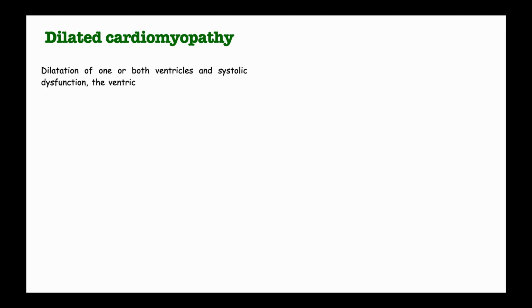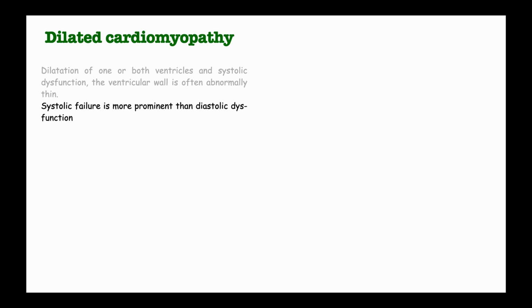Hi, in today's lesson, we are going to look at dilated cardiomyopathy. In dilated cardiomyopathy, there is a characteristic dilatation of one or both ventricles, usually accompanied by systolic dysfunction. However, the left ventricle is more frequently affected than the right ventricle. In addition to the chamber dilatation of the left ventricle, the ventricular wall is often abnormally thinned out like a balloon. We also find that systolic failure is more prominent than diastolic failure.